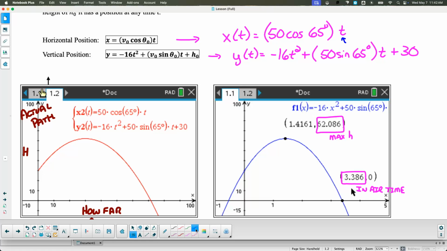Okay? We also might ask how far away the maximum height was. Then we would take this 1.4161 number and plug it in the same spot. That tells me how far out the ball reached its maximum height. Okay?